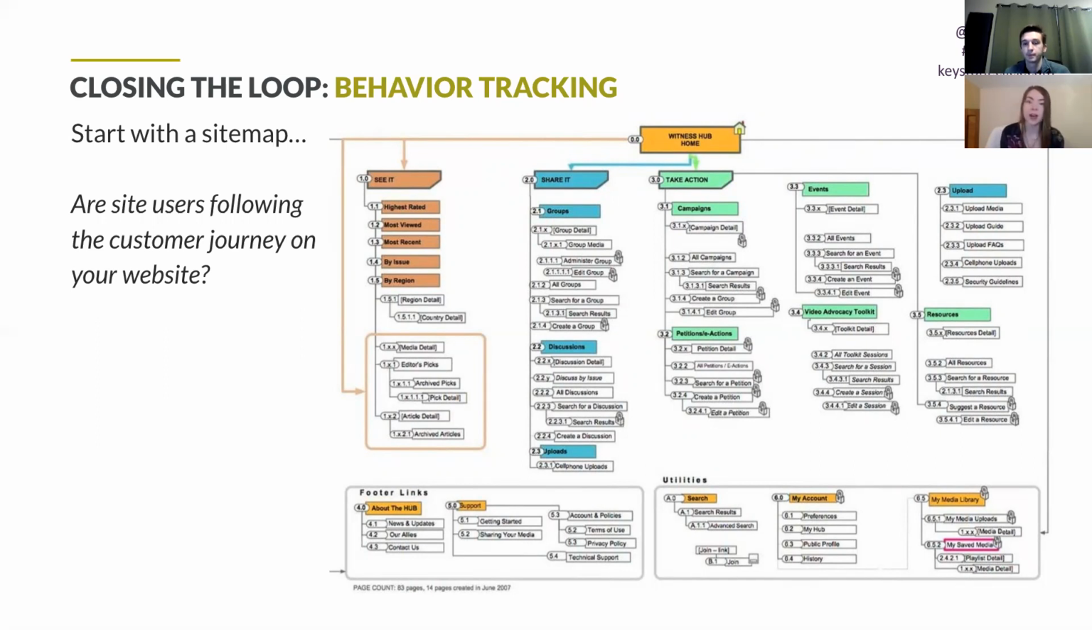And if it's not, how to make and where to make those adjustments so that it is more clear for the audience. I've got a very complicated sitemap here as an example, but with any site, you're going to have an outline of your home page, your contact page, any child pages you have within that. But then the question is, are they following the journey that you're setting up for them?